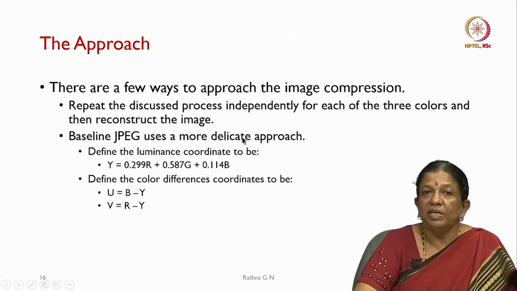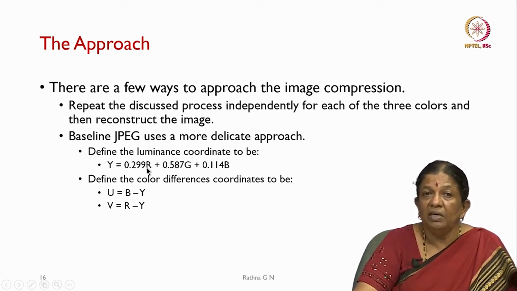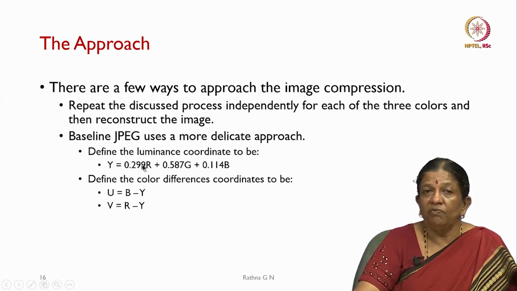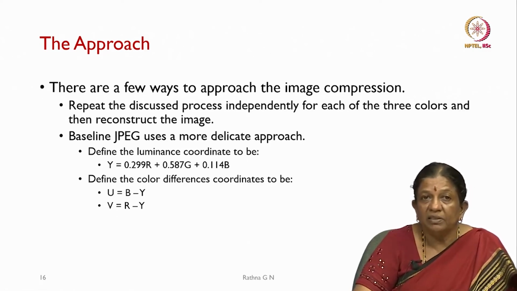Baseline JPEG uses a more delicate approach. How is it done? Usually we will represent with respect to luminance, the Y coordinate. So, how is the value going to be defined? You will be taking 0.299 of R, then about 50% of the green value, and the lowest is 0.114 of the blue component, because green is more perceptive to our eyes, so it is given more weightage. About 1/4 of it is given to red, and the blue gets the least preference, and then you will define the color difference coordinates. So, then we call it the YUV representation. U is going to be B minus Y, and V will be R minus Y. So, with luminance and then the U and V components, YUV, we can represent our color images also.